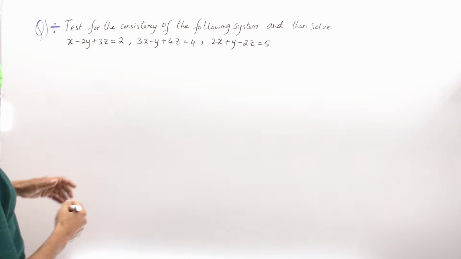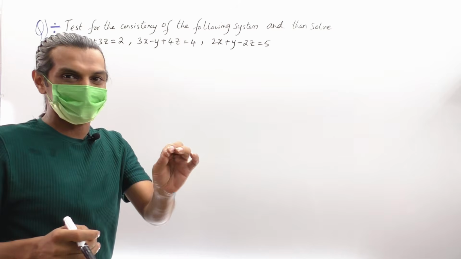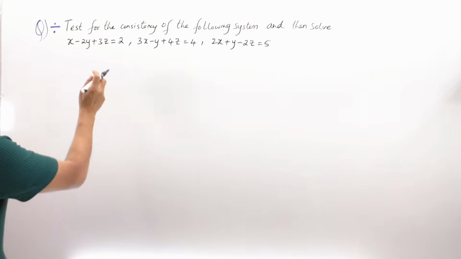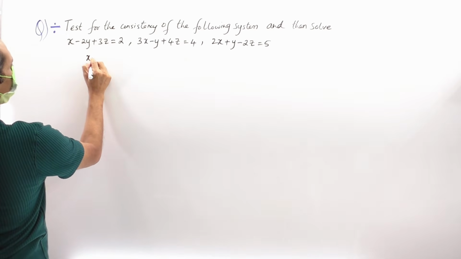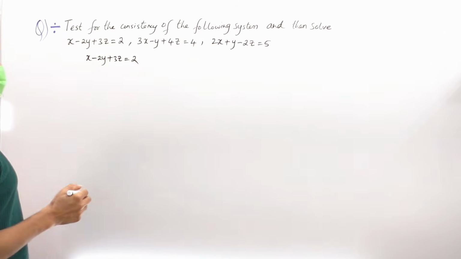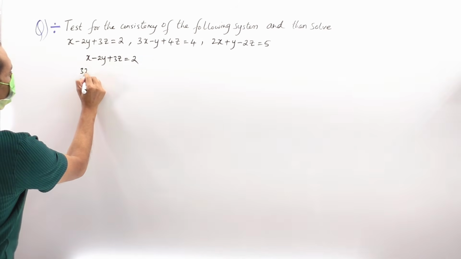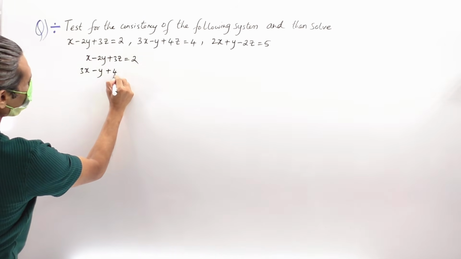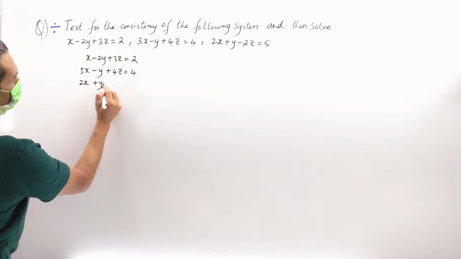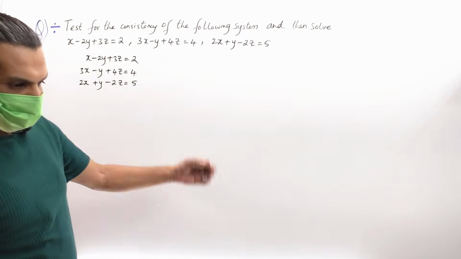Again, be careful while taking down the problem from the question paper. If any value, numeric value or any sign goes wrong, your whole effort goes to waste. So please remember my words. So we write the system as x minus 2y plus 3z is equal to 2. Be careful here, I write z like this. Now 3x minus y plus 4z equals 4, and lastly 2x plus y minus 2z is equal to 5. So we have the system of linear equations here.